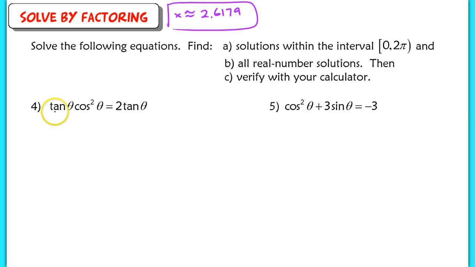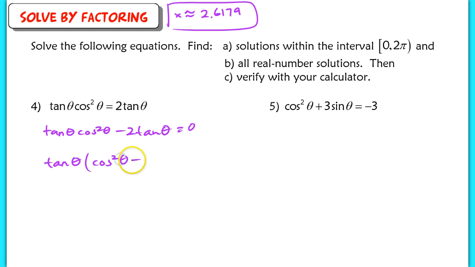Now in problem 4, I see tangent theta right next to a cosine of theta, and I can't really solve this unless I were to separate the tangent of theta and the cosine of theta. So I'm going to move that 2 tangent theta to the left-hand side here, and then I'll factor out the tangent of theta, which will separate cosine squared theta and tangent of theta. So now I've turned that into a product, and now I can use the zero product property. So I have the tangent of theta equals 0 and cosine squared theta minus 2 equaling 0. Now I solve each of these equations independently of one another, so I'm going to focus on one at a time.